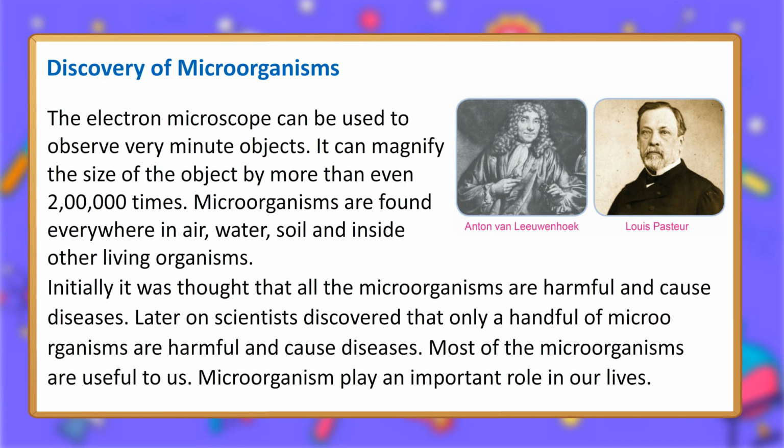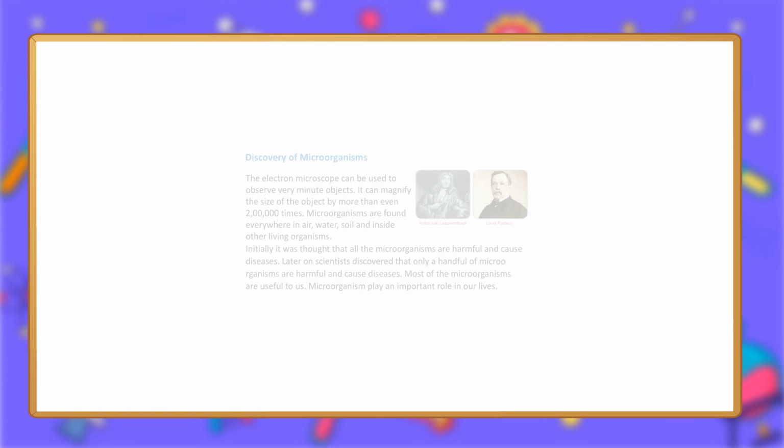The electron microscope can be used to observe very minute objects. It can magnify the size of the object by more than even 2 lakh times. Microorganisms are found everywhere: in air, water, soil and inside other living organisms. Initially it was thought that all the microorganisms are harmful and cause diseases. Later on scientists discovered that only a handful of microorganisms are harmful and cause diseases. Most of the microorganisms are useful to us. Microorganisms play an important role in our lives. Anton van Leeuwenhoek. Louis Pasteur.